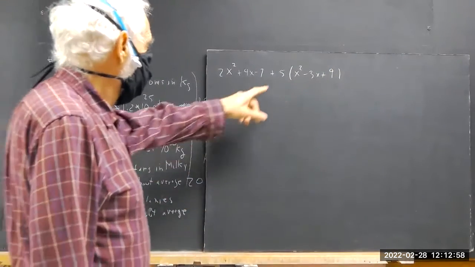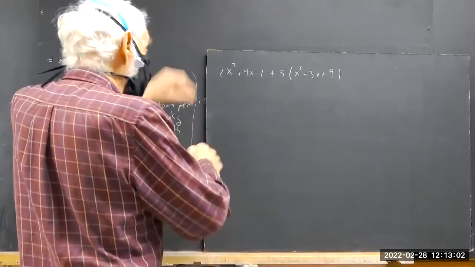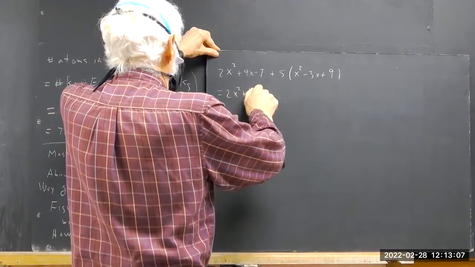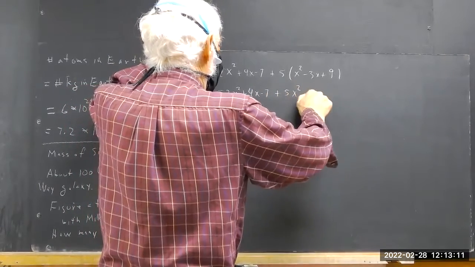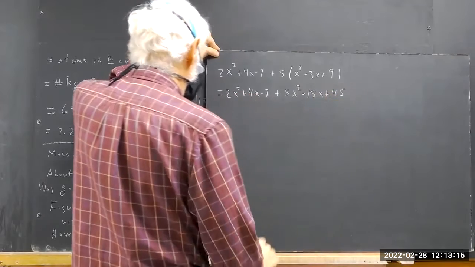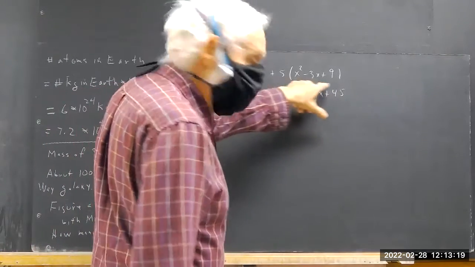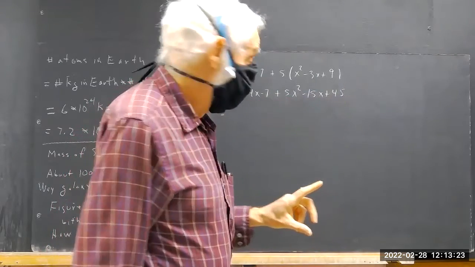Well, your distributive law says you multiply everything in here by 5, right? So this is pretty straightforward. You got 2x squared plus 4x minus 7 plus 5x squared minus 15x plus 45. We just multiplied all these by 5. Everybody okay with that?